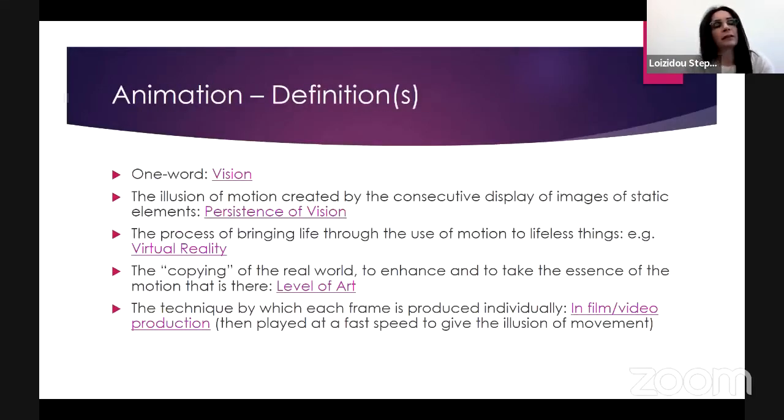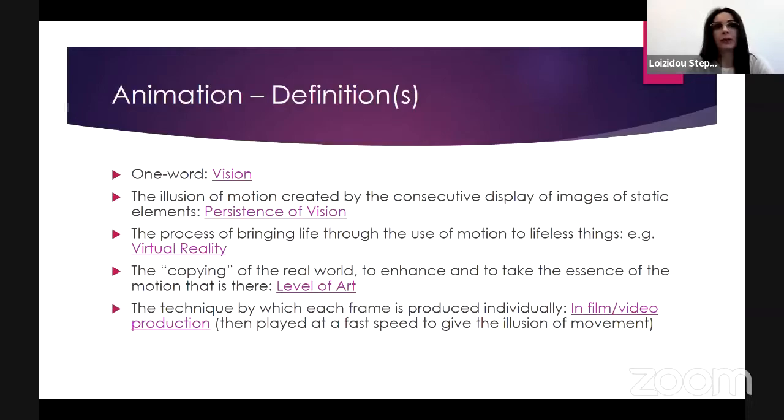So the next thing I wanted to do is define what computer animation is. I know there exist many different definitions that somebody could give. I put a one-word definition there: vision, or the persistence of vision. If you give a consecutive display of static images, we could more or less talk about virtual reality when we talk about animation. These are quite connected ideas nowadays.